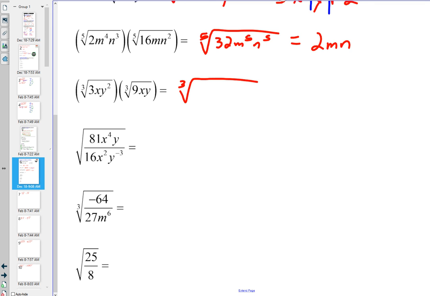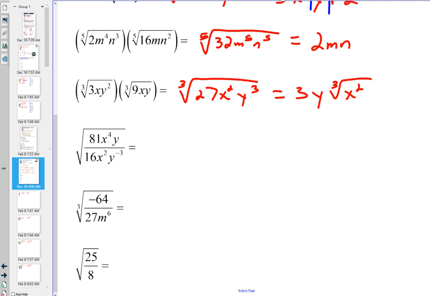Cube root of 3 times 9 is 27. There's 2 x's. There's 3 y's. Cube root of 27 is 3. Can I bring out any x's? No. I can bring out 1 y. And then cube root of x squared. No absolute values because it's an odd index.